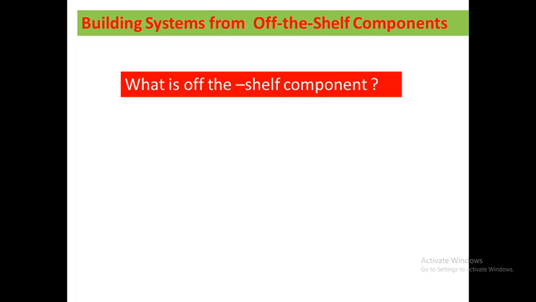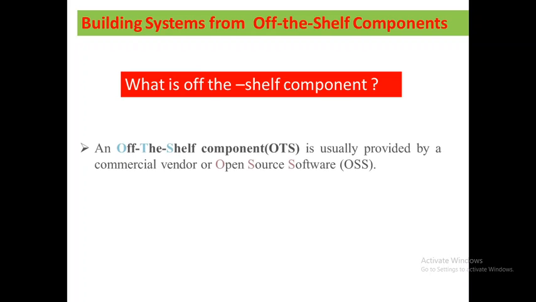Generally in our day-to-day life, we hear the word shelf. So it is like a ready-made component. We pick components from the shelf and utilize them in our day-to-day activity. In the same way, there are some components which are developed commercially or by open source software, to be used by other systems in a ready-made fashion. We call them off-the-shelf components.